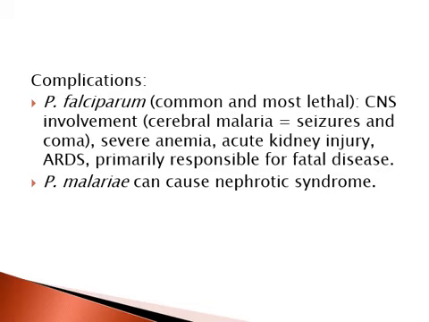The complications caused by Plasmodium falciparum are very common and most lethal. These are central nervous system involvement in the form of cerebral malaria, which causes convulsions and coma, severe anemia, acute kidney injury, and acute respiratory distress syndrome, primarily responsible for fatal disease. Also, Plasmodium malariae has complications causing nephrotic syndrome. Nephrotic syndrome for Plasmodium malariae is caused by deposition of large molecular weight plasma proteins, which are immune complexes formed due to the infection with Plasmodium malariae. The nephrotic syndrome of Plasmodium malariae can occur at any age.